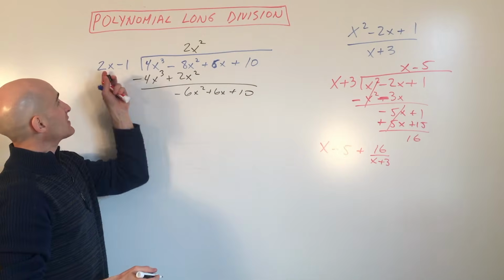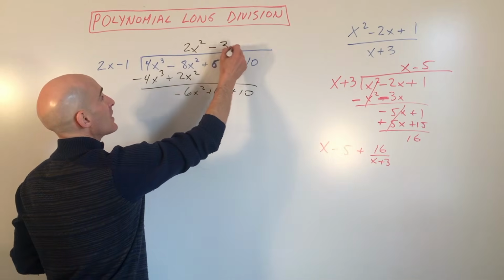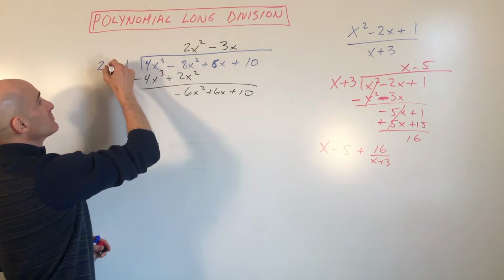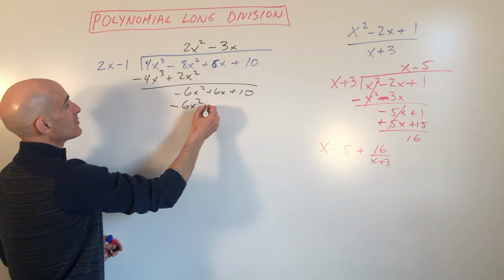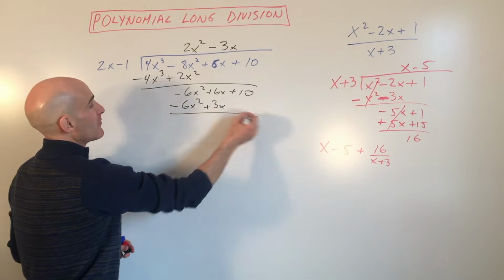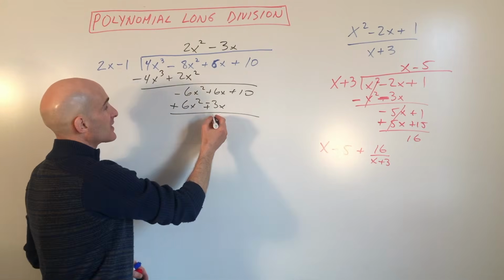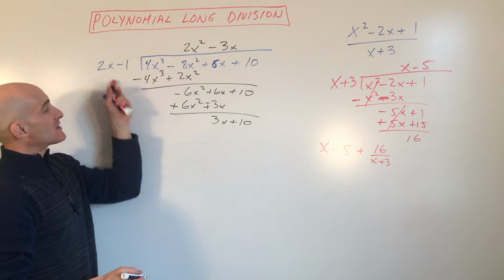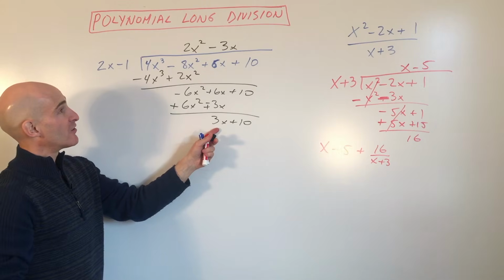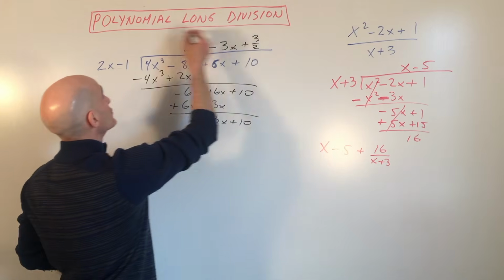Now I say how many times does 2x go into negative 6x squared? That's negative 3x, and I'm going to distribute to both these terms. So that's negative 6x squared plus 3x. I'm going to change the signs to the opposite and add. And so that gives us 3x plus 10. And then now we're trying to see how many times does 2x go into 3x. That one's a little bit trickier. That's 3 halves. I'm going to distribute.